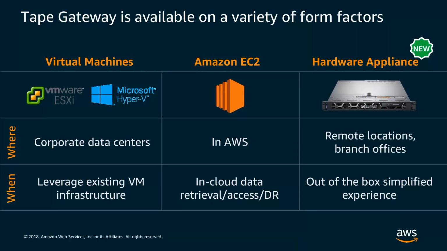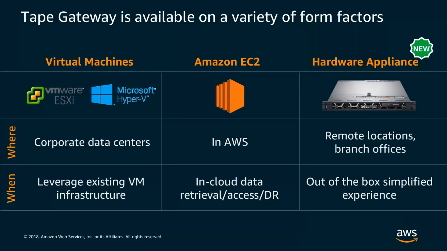The second option here in the middle is to use an Amazon EC2 instance in AWS to run your tape gateway. We support a variety of instance sizes, and the storage gateway is available as an Amazon machine image on those instances from the AWS marketplace. You would typically deploy tape gateway in EC2 when you have a need to use cloud as your DR option, or you want to do a quick proof of concept on the tape gateway functionality.